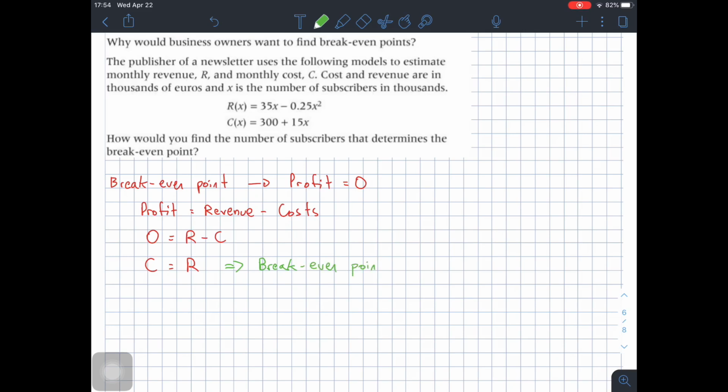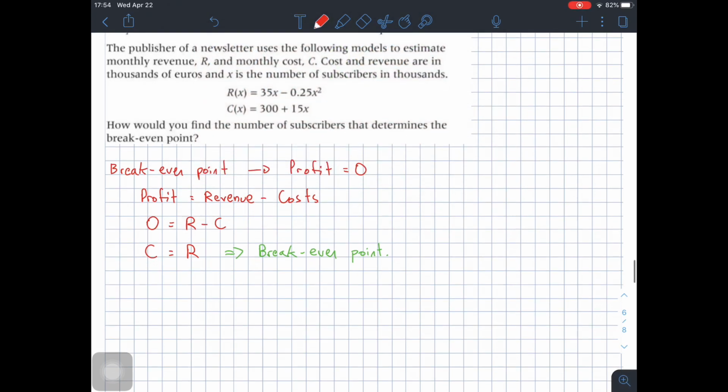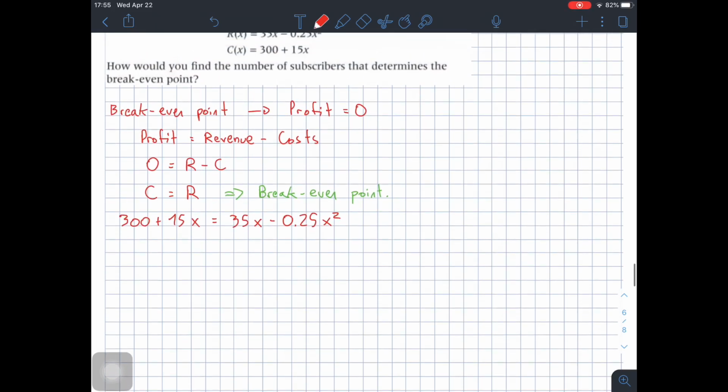When my costs equal my revenue. So what do I need to do? I need to equate these two equations over here. So this is cost, 300 plus 15x, equals 35x minus 0.25x squared. And then we need to solve this, and we can solve it using whichever technique we want. We already know 4. So let me solve this by graphing this in the calculator. I'm going to graph these two and find the intersection point.